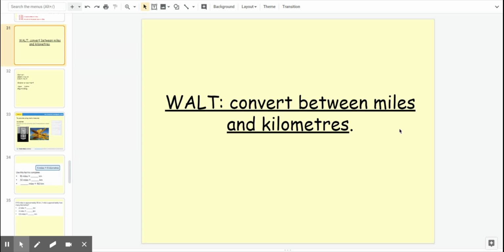So today we are converting between miles and kilometres. So if you can write the WALT in your book, that'd be fab.